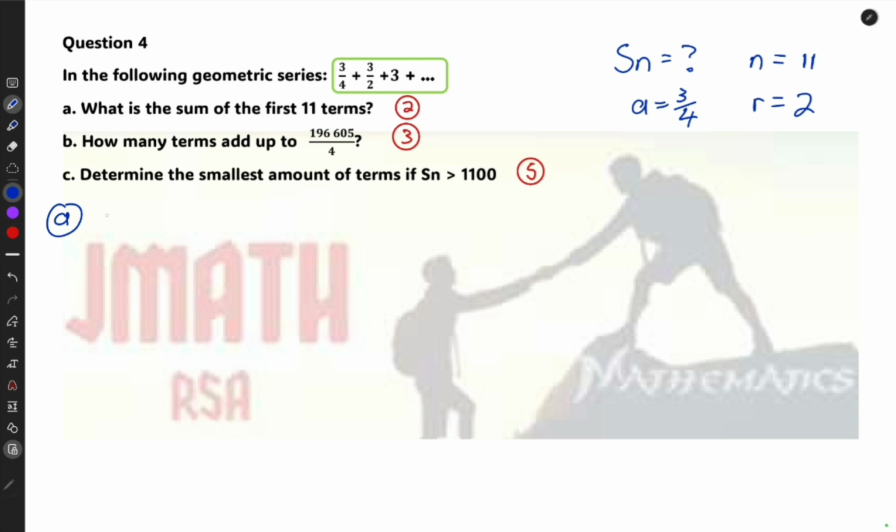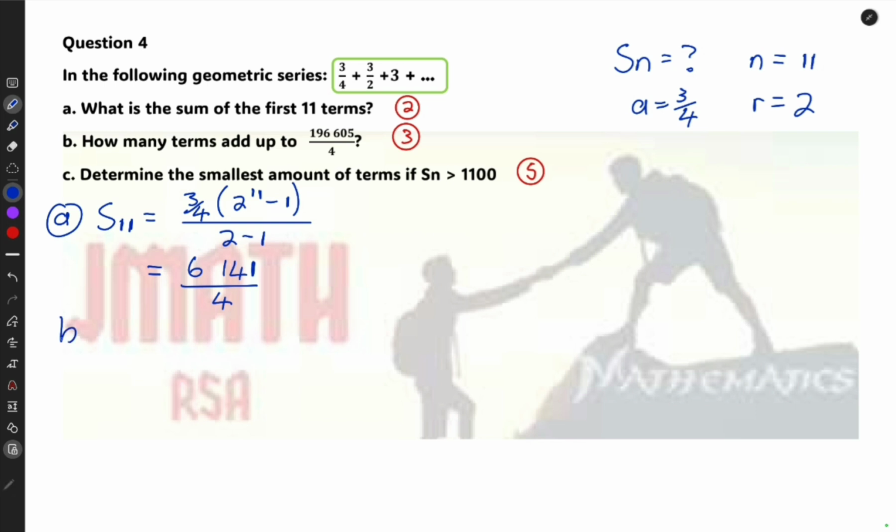So for question A, what is the sum of the first 11 terms? Just going to sub it in. So S11 equals my A value, 3 over 4, and then 2 to the power 11 minus 1, all over 2 minus 1. If I type it in, I get an answer of 6141 over 4. You can leave it in decimal as well, but you can choose.